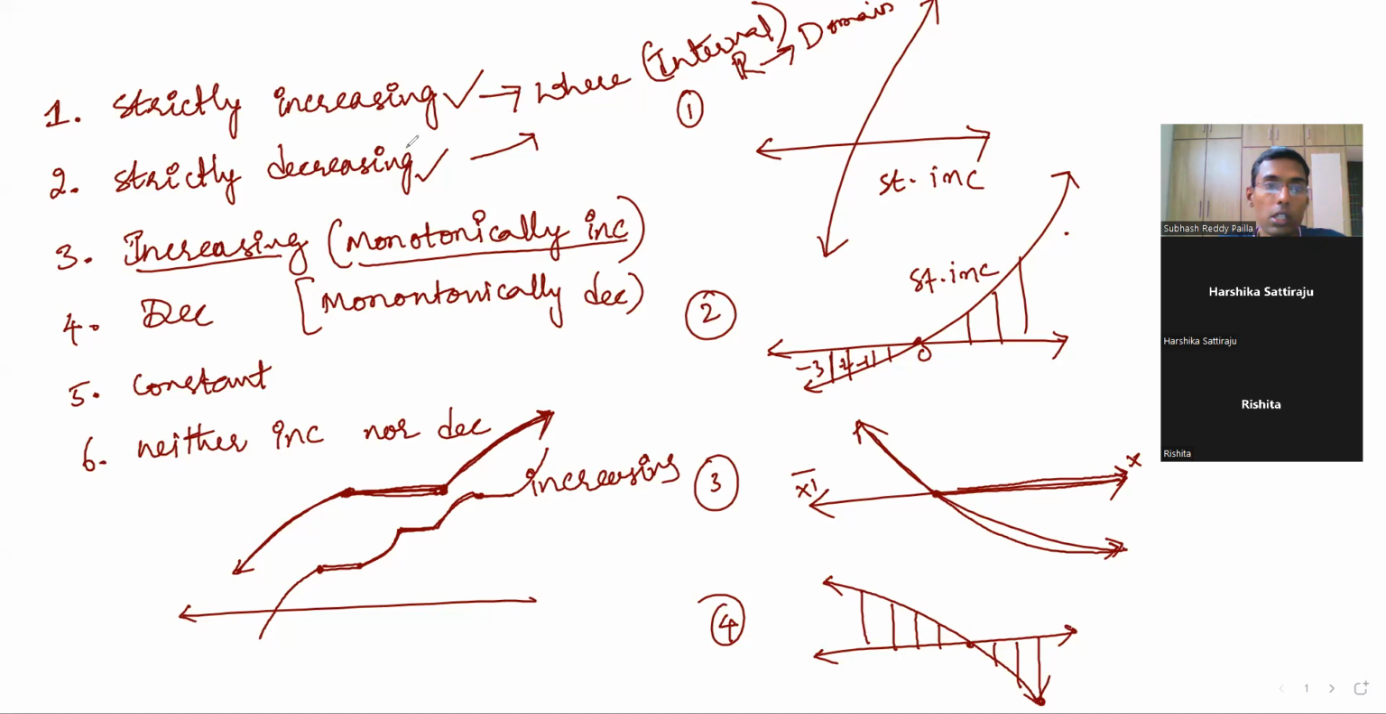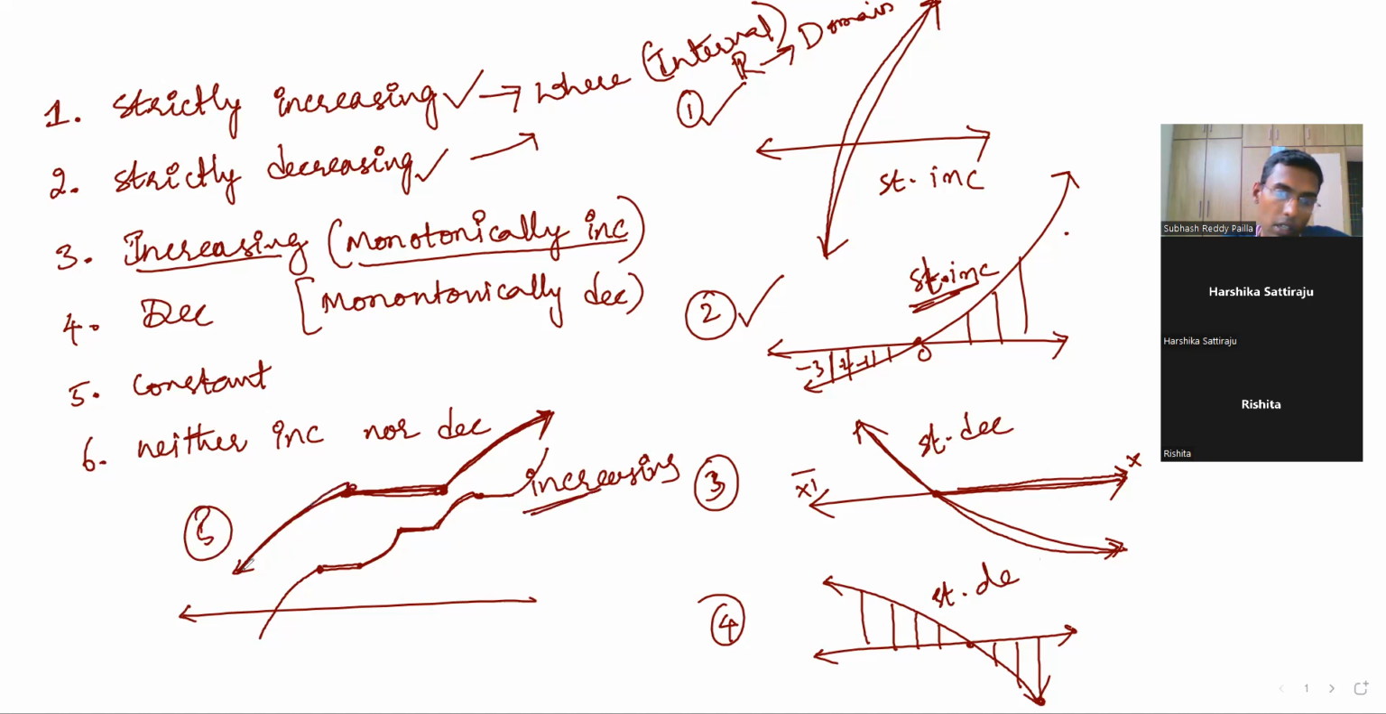Okay, no problem. See, I am telling about strictly increasing. First one, like this, strictly increasing. Second one, strictly increasing. Use this terminology. Next, third one, strictly decreasing. Fourth one, strictly decreasing.